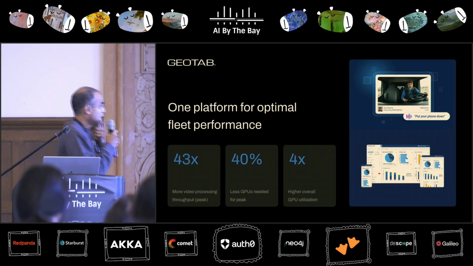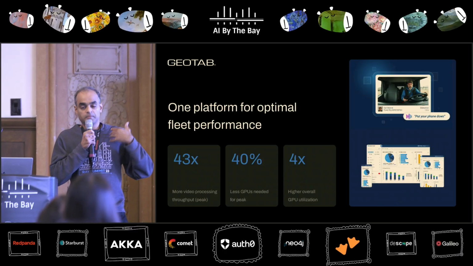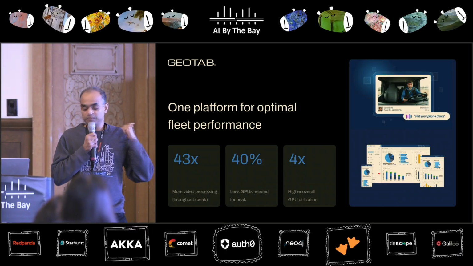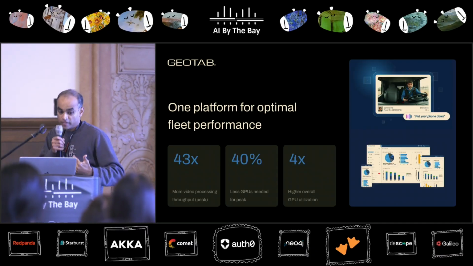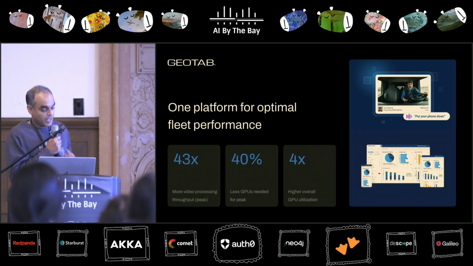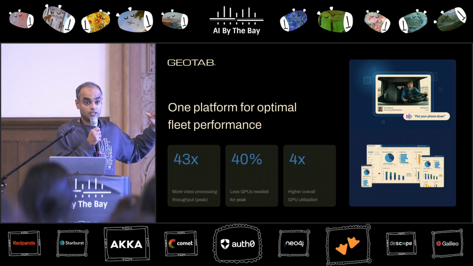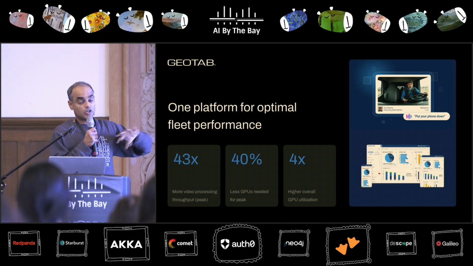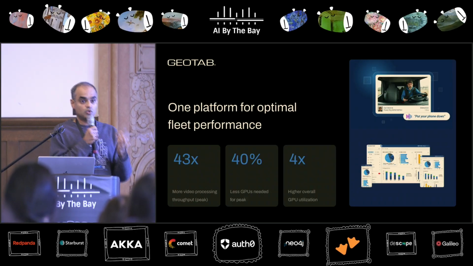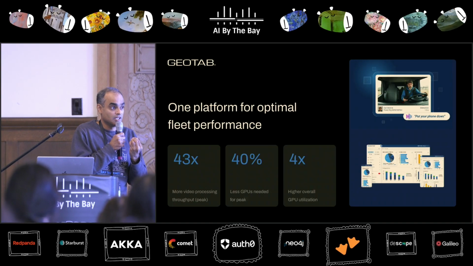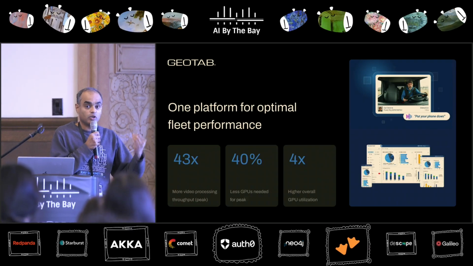Geotab is another example. It's an AI fleet management company. They collect telematics data and multimodal image processing data, and they also used all three layers of the Anyscale stack along with Ray. They were able to get a 43x video processing throughput improvement and need 40% fewer GPUs at peak. There are a lot more examples. You can check them out on the Ray and Anyscale websites. But hopefully these two examples gave you a little bit of a taste of real customers in production doing multimodal data processing, and the impact they're actually having.